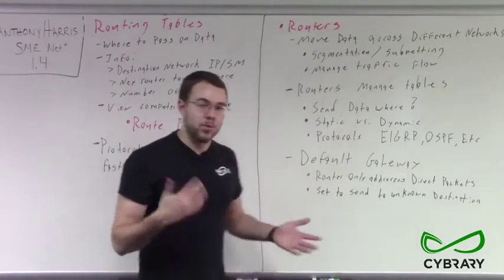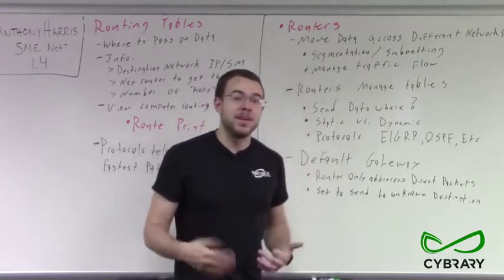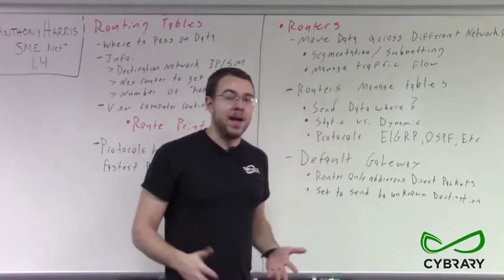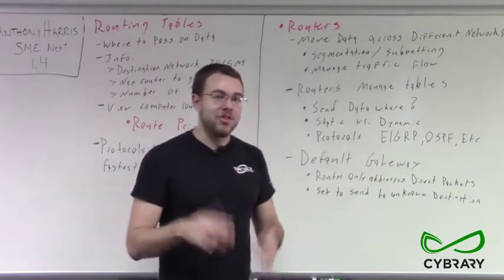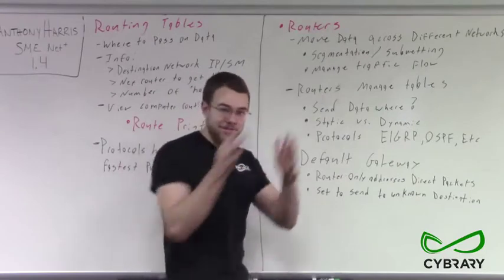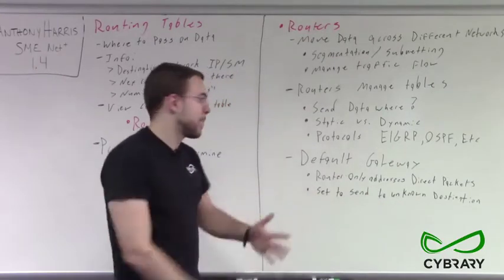Or if for one reason or another it wouldn't be able to dynamically find this path, I need to go in and I need to statically set this path. I need to statically put in the information that my router requires in its routing table in order to get from point A to this network that it knows about.